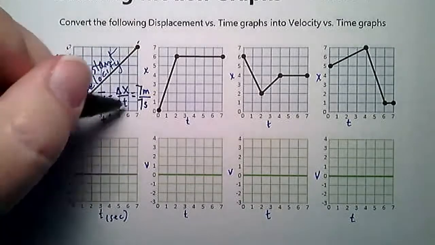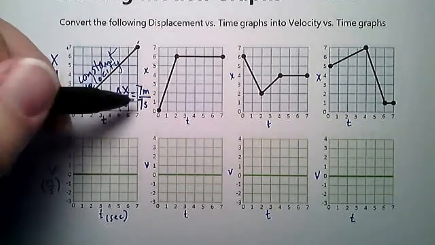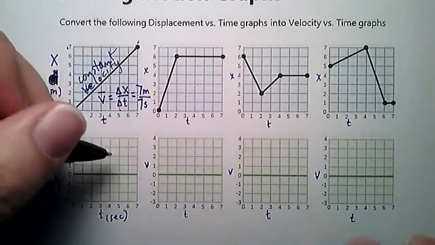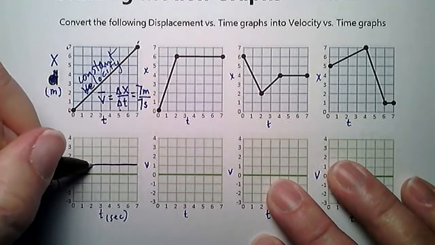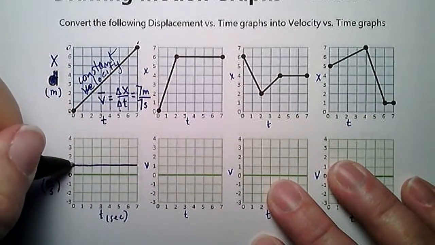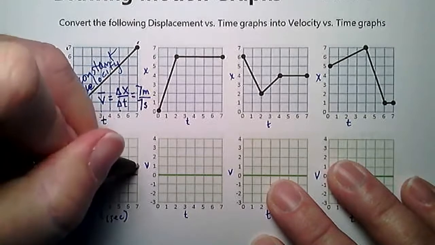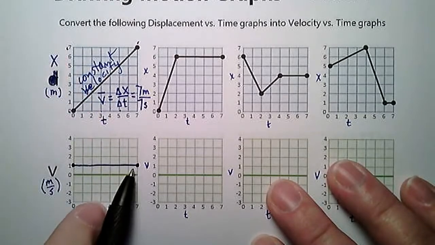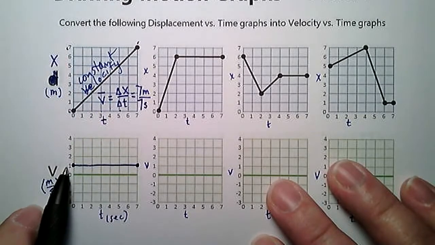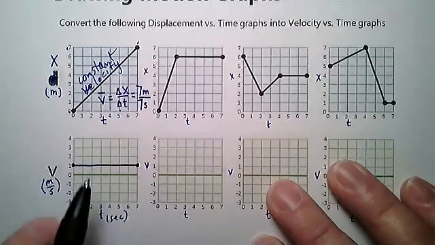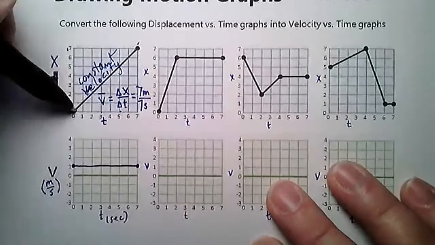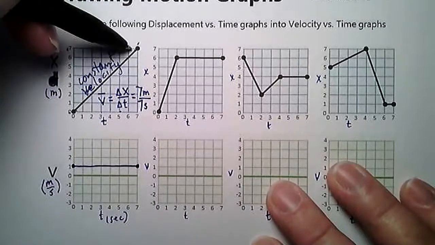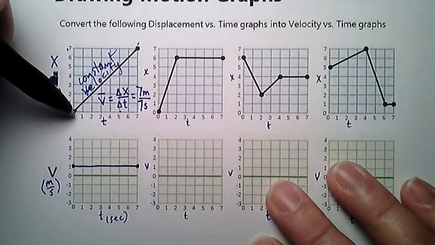Well, if I simplify that velocity, what would it be? 7 divided by 7, it's simply 1. This would be positive 1 meter per second. Now notice that on the velocity graph, because my velocity is not changing, this is simply a horizontal line at 1 meter per second. So the whole time we were traveling 1 meter per second, as shown by this position versus time graph.